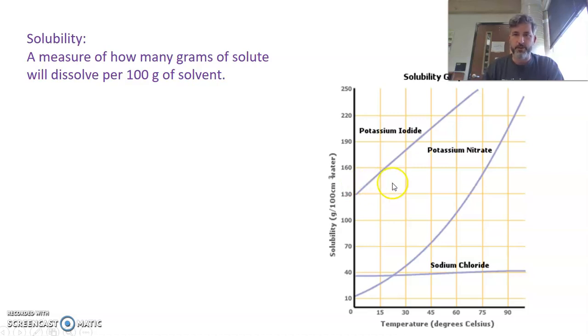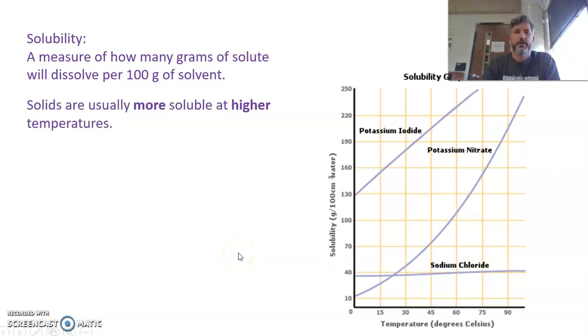So if I have 100 grams of water, for example, it looks like at 60 degrees Celsius, I can dissolve about 40 grams of sodium chloride. But I could dissolve a whole lot more, maybe 110 grams of potassium nitrate. One thing we notice is that solids are usually more soluble as temperature increases, simply because the particles are moving around a lot faster.